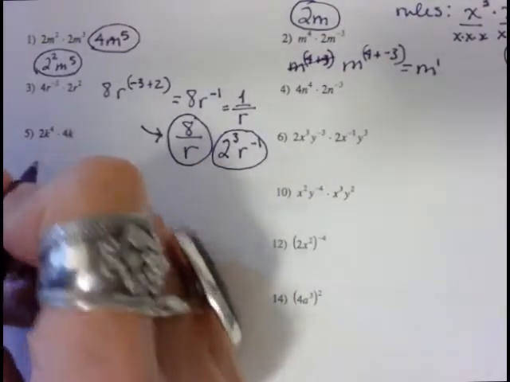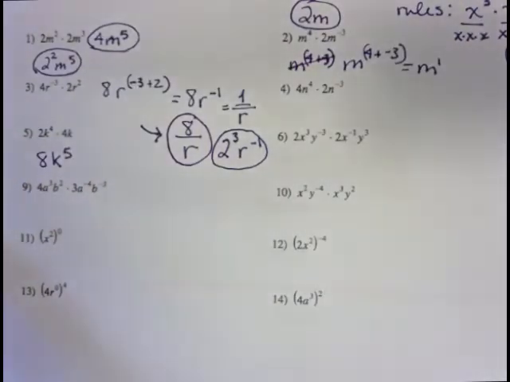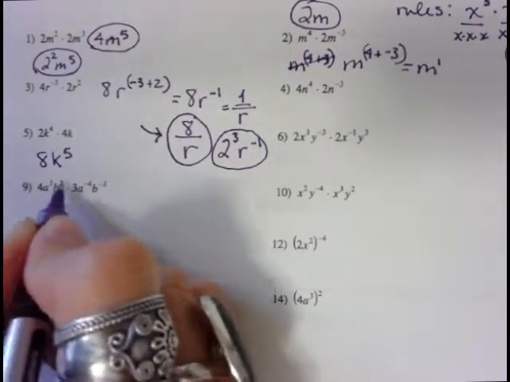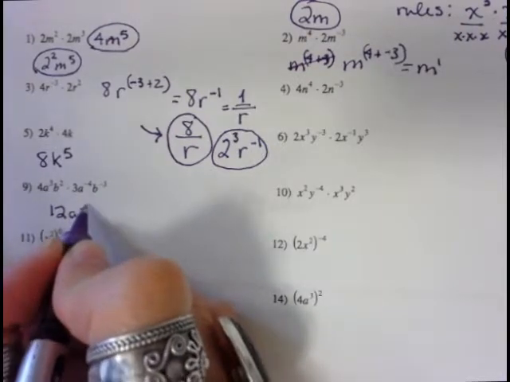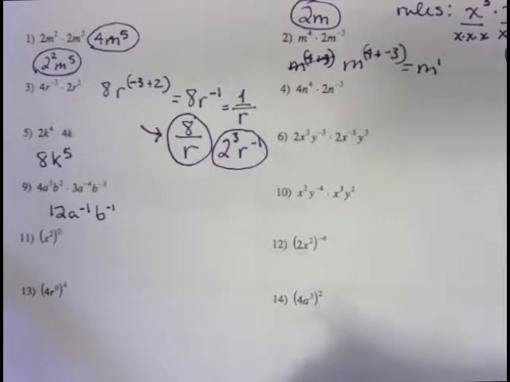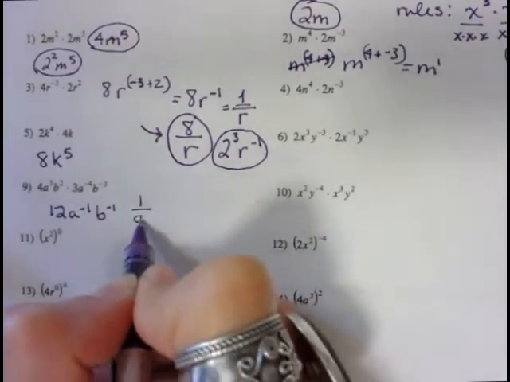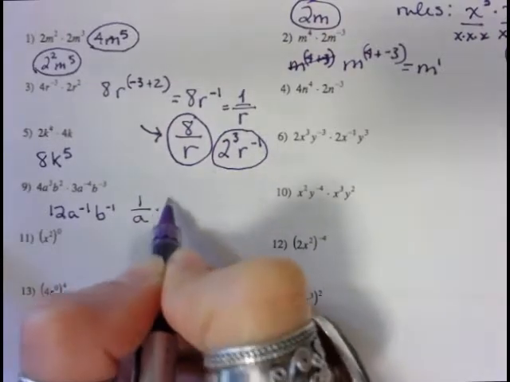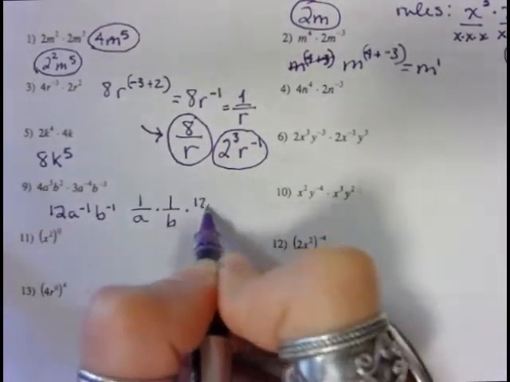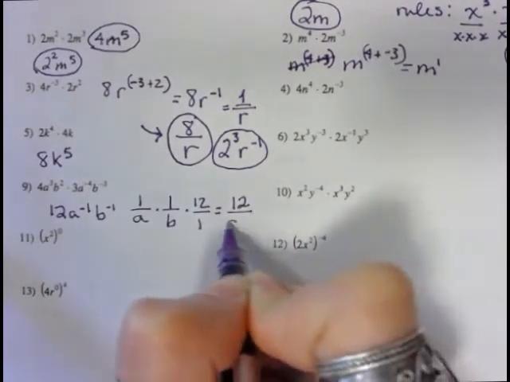Here we have 8k to the 5th. Here we have 12. Ooh, here we go. A to the negative 1, b to the negative 1. So we have to remember, what is a to the negative 1? It's 1 over a. B to the negative 1 is 1 over b. And then my 12 is a beautiful whole number. So my final answer is 12 over ab.